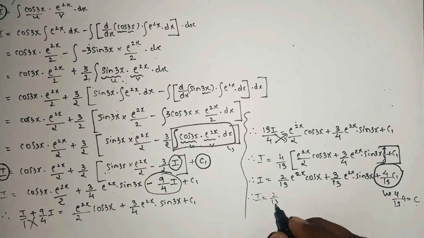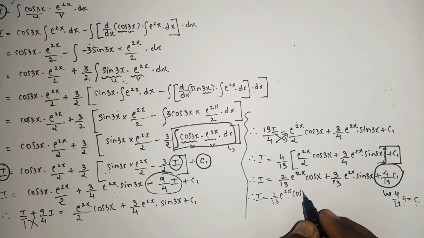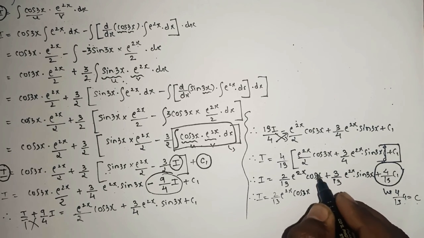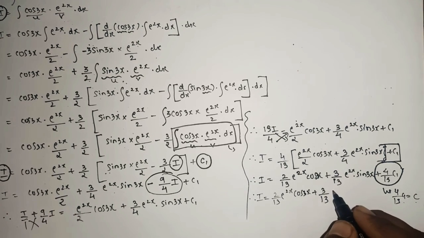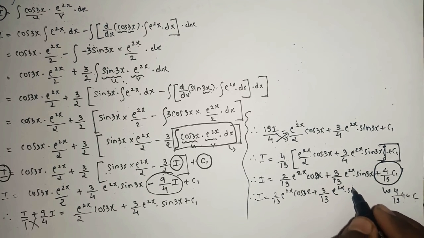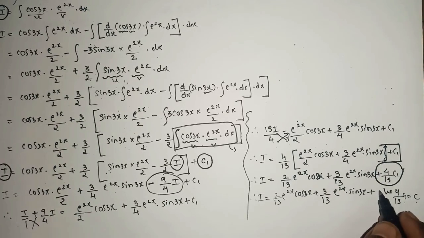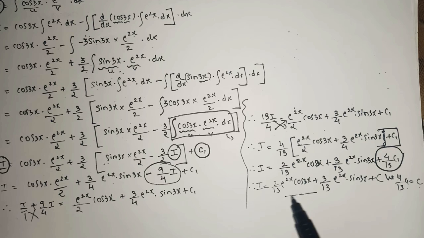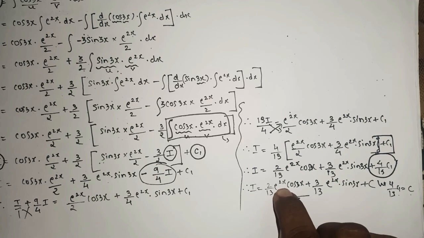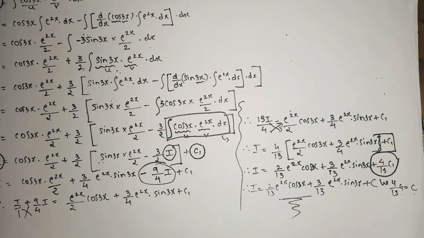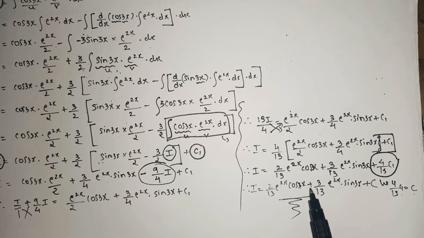So 2 upon 13 e raised to 2x cos 3x, here 3 will come. Okay, plus 3 upon 13 e raised to 2x into sine 3x, and in place of 4 upon 13 c1, I wrote c. So that's the end of the sum. If you want, you can bring e raised to 2x upon 13 as common. So inside the bracket you will get 2 cos 3x plus 3 sin 3x. Rest, you can stop your answer here.